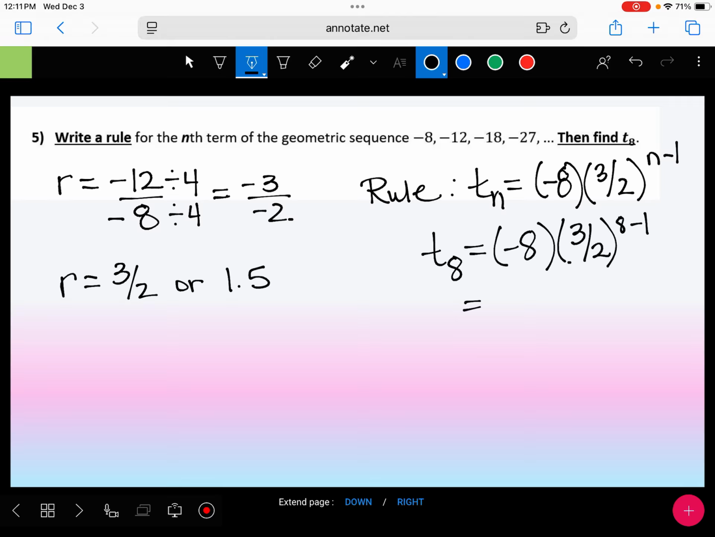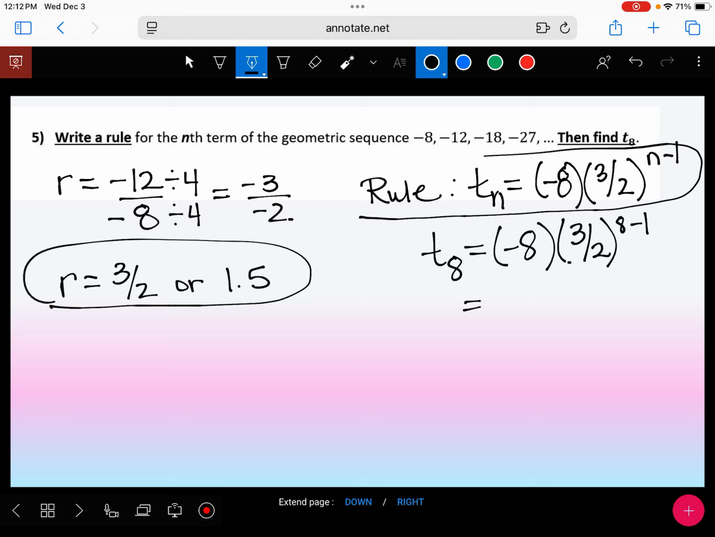Okay. So I'm gonna write it 2 different ways. So that would be, I got 3 halves, or you can say it's 1.5. This is your common ratio. This is the rule. Now I'm going to find T8. So to find T8, substitute in 8 for N. And I got negative 136.6875. Did anybody's calculator give them a fraction? No? Okay. And that's it.